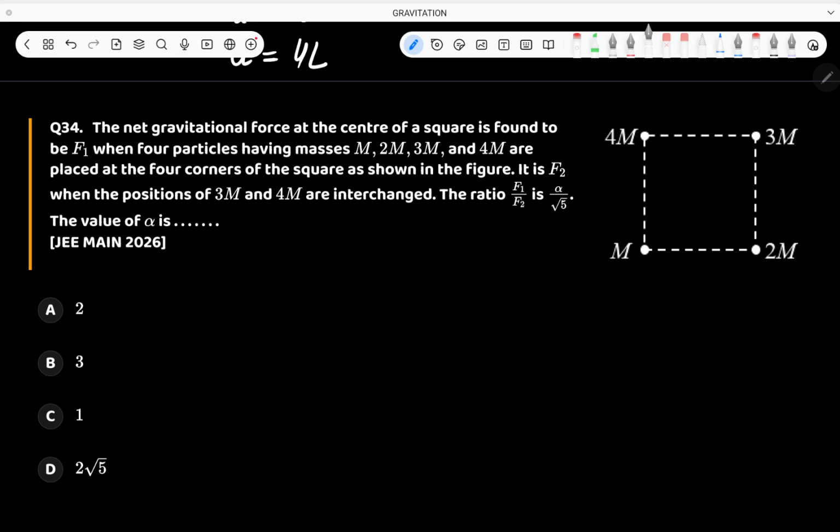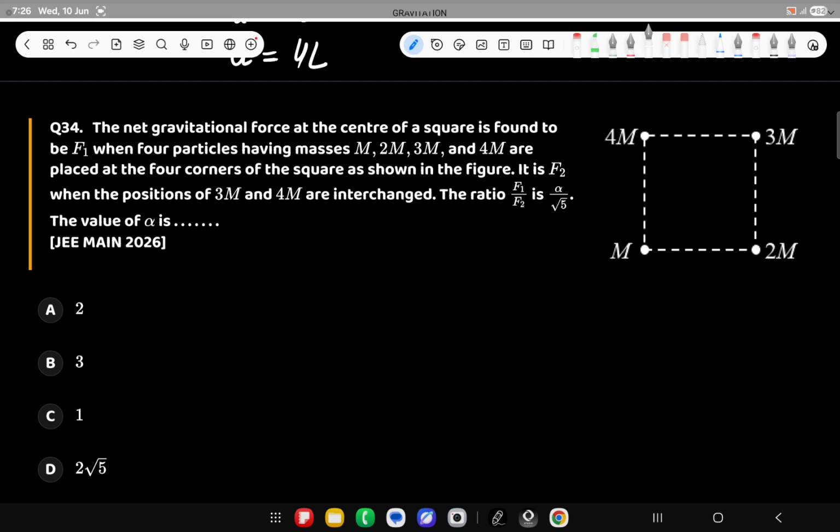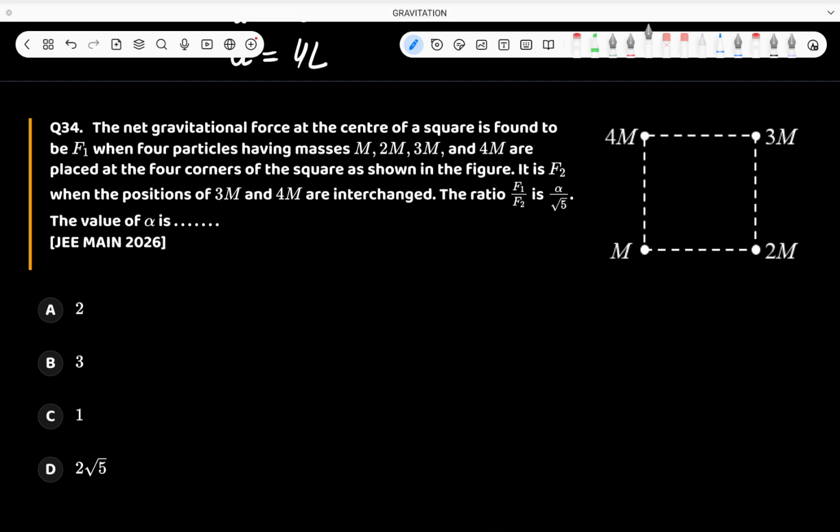Okay, so have a look, beta, there are 4 particles in the system as you can see in the figure. How many particles are there? There are 4 particles, and the masses are given to us. This is m, this is another particle twice m, this is 3 times m, this is 4 times m. Okay, placed at the four corners of the square as shown in the figure. The net gravitational force at the center of the square is found to be F1 when four particles are placed. So it is given to us that the net force on the particle placed at the center is equal to F1.